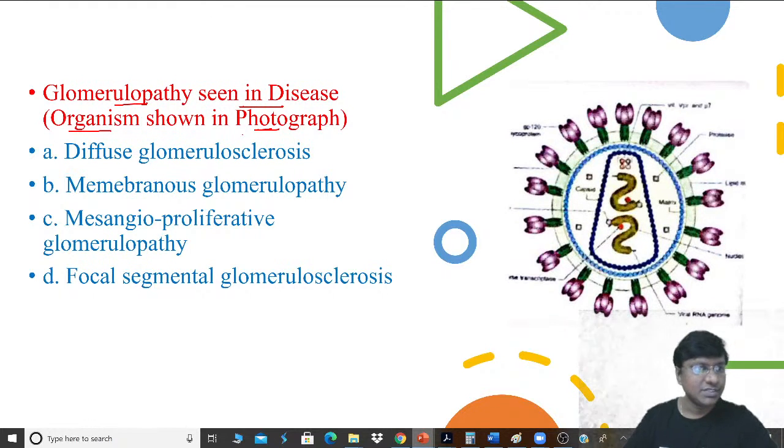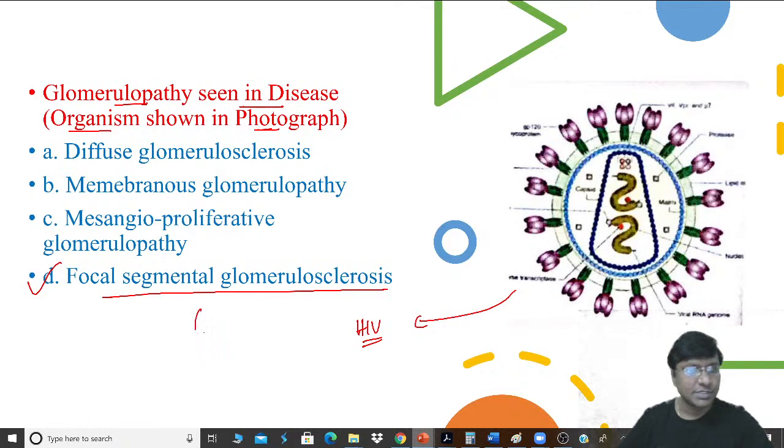Right. So first, what is the organism? HIV. Right, HIV. So now tell me, in HIV, what is the type of glomerulopathy you will see? The type of glomerulopathy you see in HIV, very good, Deepan, is focal segmental glomerulosclerosis.